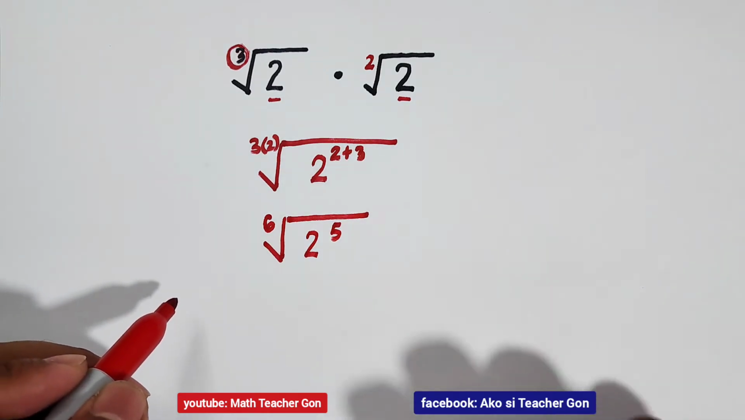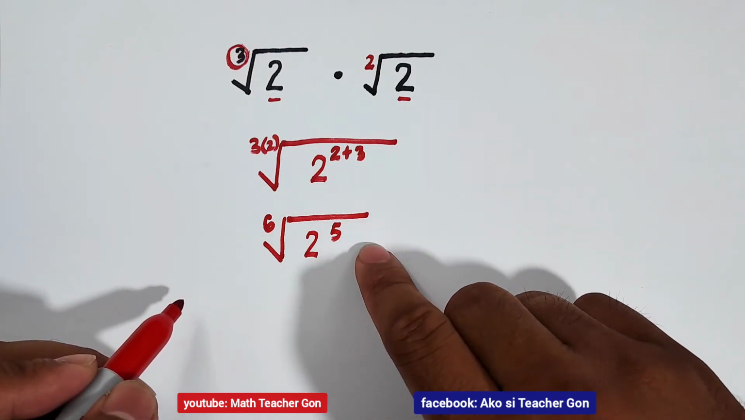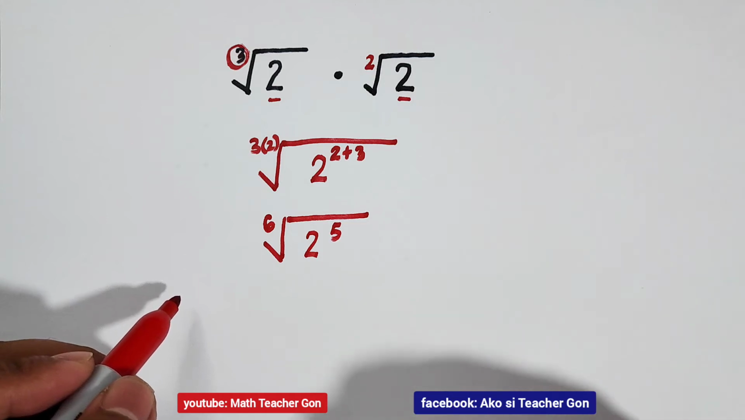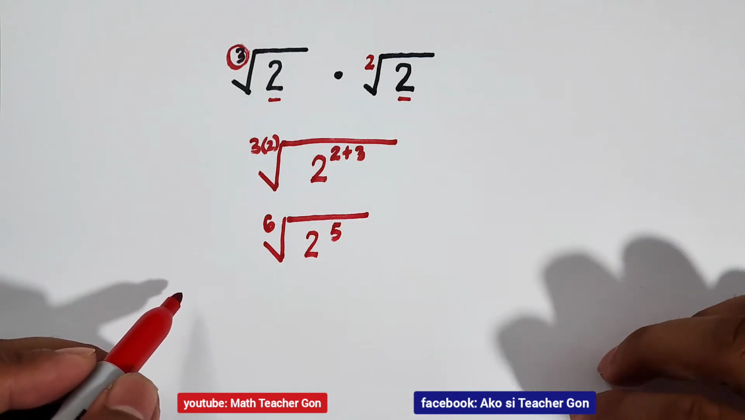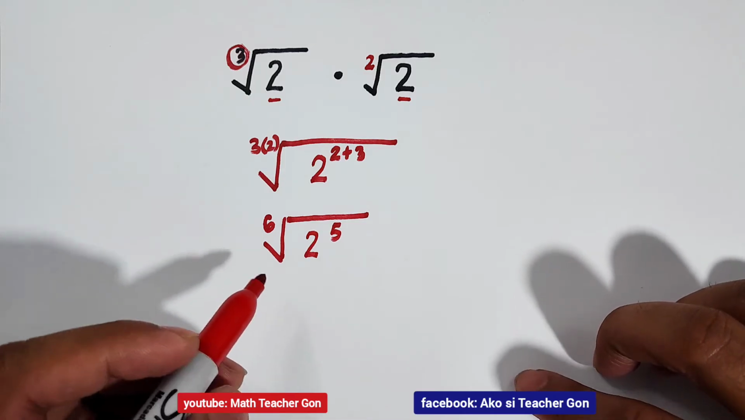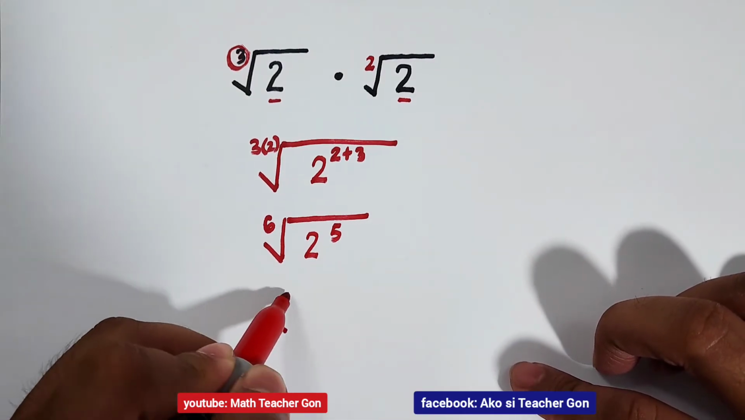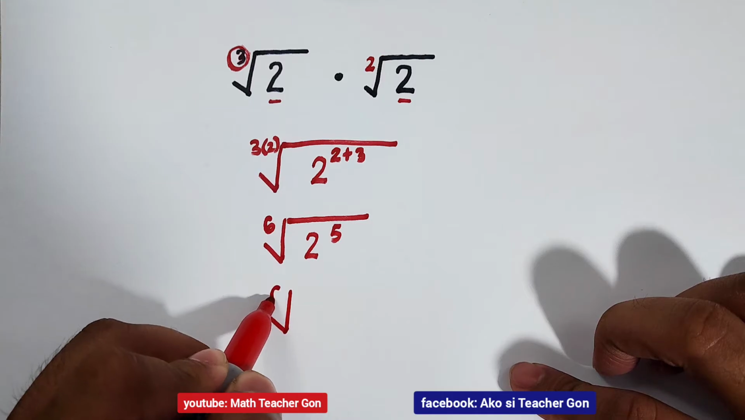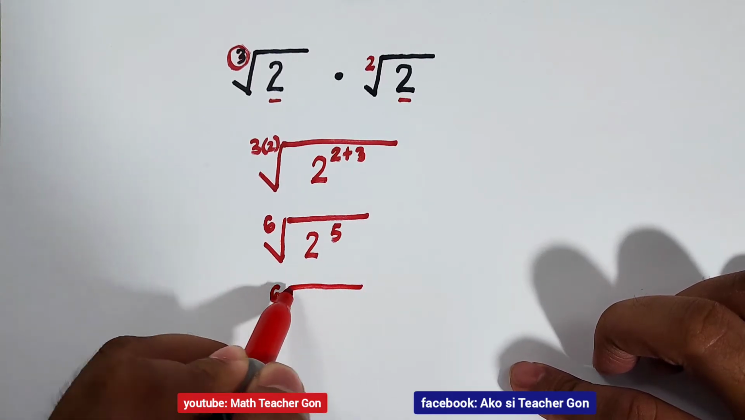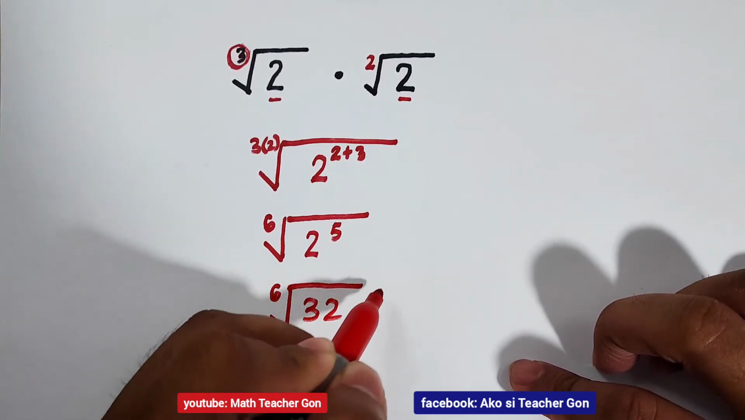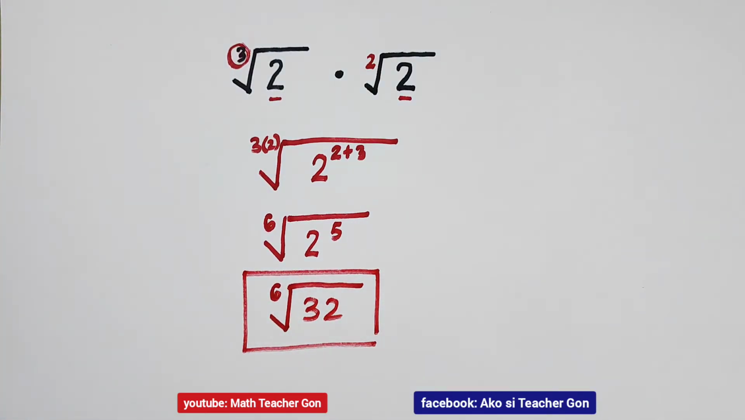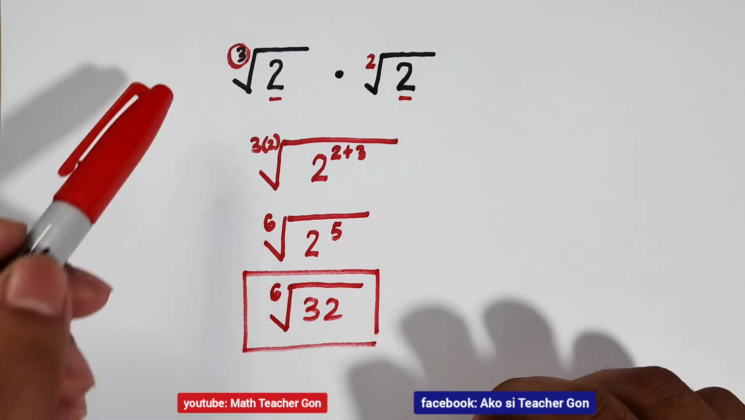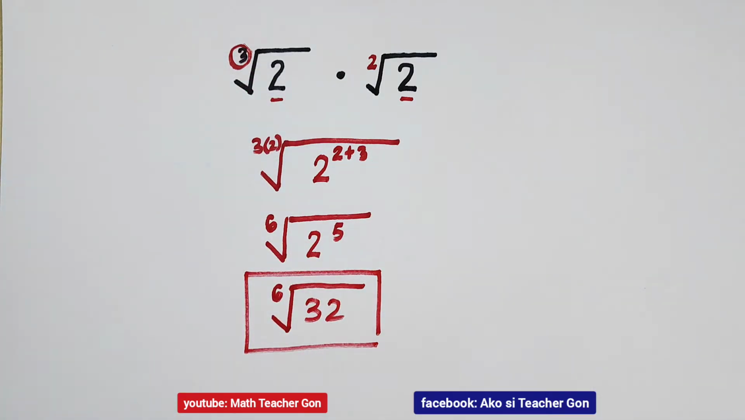And all we need to do here is to simplify 2 raised to 5. We know that 2 raised to 5 is the same as 2 times 2 times 2 times 2 times 2, and that would be equal to 32. The answer here, guys, is simply the sixth root of 32. And that's it, guys. This is the answer for the product in multiplying the cube root of 2 and the square root of 2.